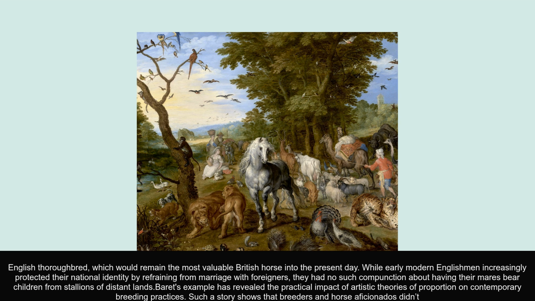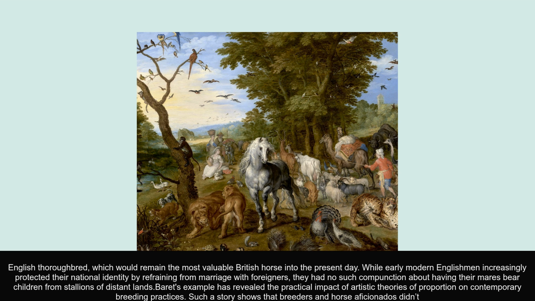While early modern Englishmen increasingly protected their national identity by refraining from marriage with foreigners, they had no such compunction about having their mares bear children from stallions of distant lands. Barrett's example has revealed the practical impact of artistic theories of proportion on contemporary breeding practices.